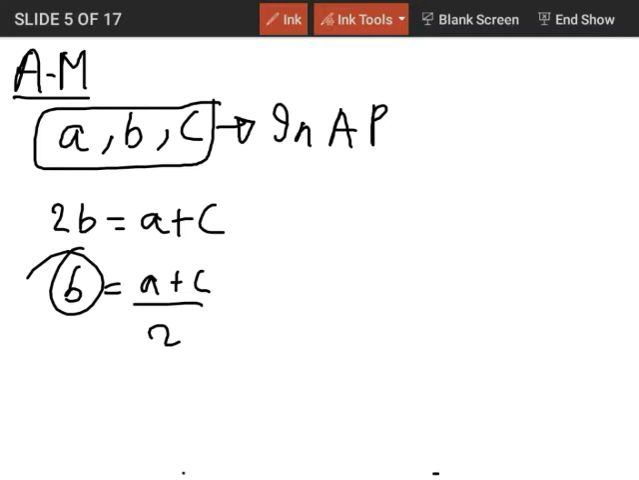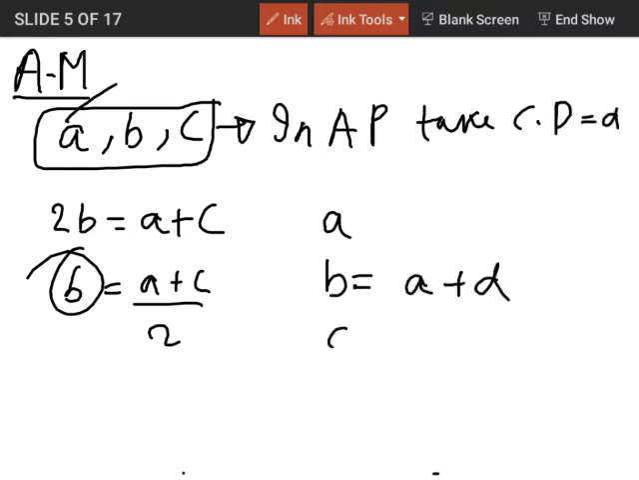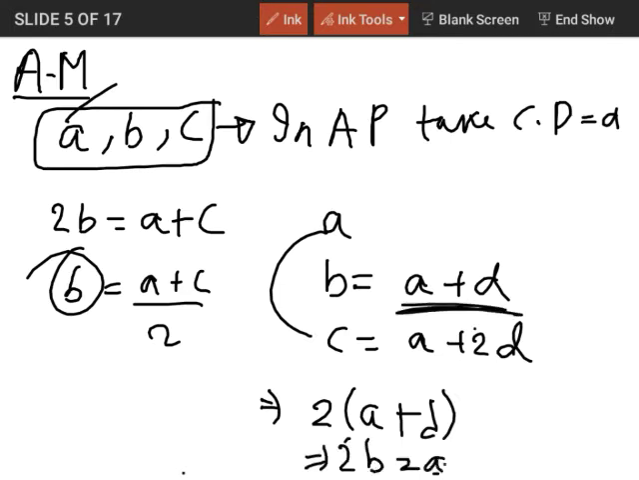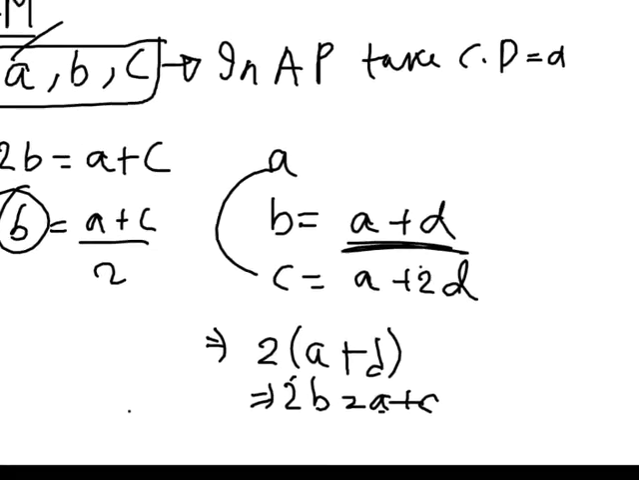Very simple. See, how can we write b? If a is the first term and I take the common difference as d, we can write b as a plus d, obviously, right? And c as a plus 2d. So if you add a and c, we get 2a plus 2d, and a plus d is what? b, so we get 2b is equal to a plus c, correct? Now b is the arithmetic mean for this AP.